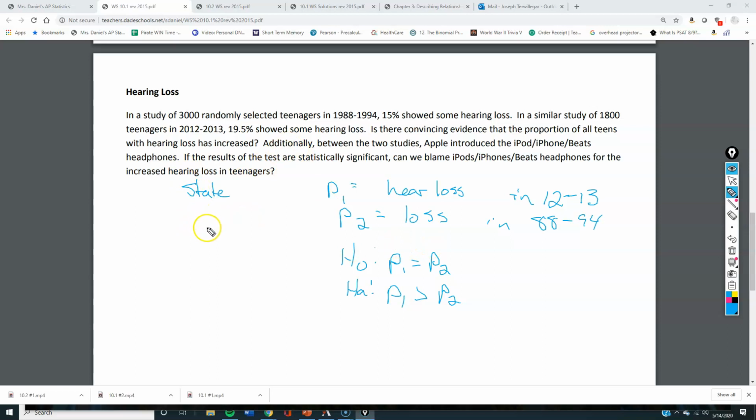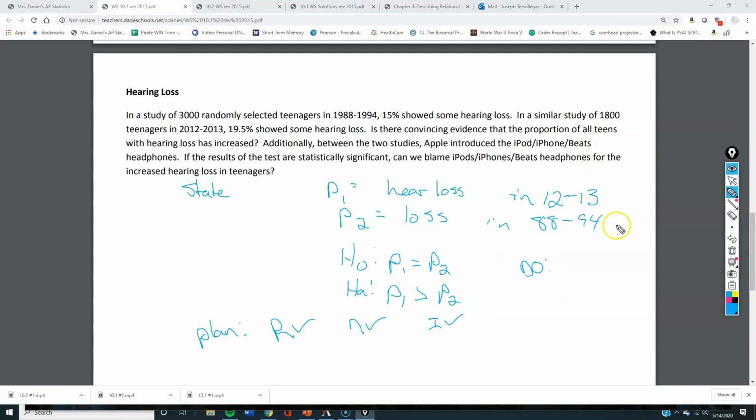Let's look at my conditions. Plan. Is it random? Yes. Is n1 times p1, n1 times 1 minus p1, n2 times p2, and n2 times 1 minus p2 all bigger than 10? So AKA, is it normal? Yes. Is 1,800 or 3,000 teenagers less than 10% of all the teenagers? So is it independent? Yes. Now let's do.